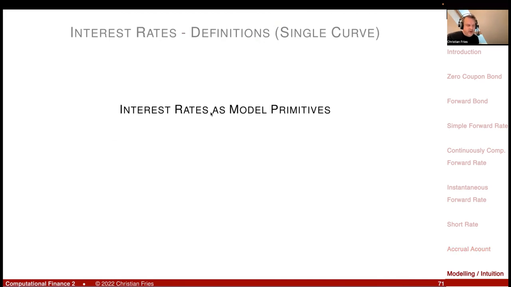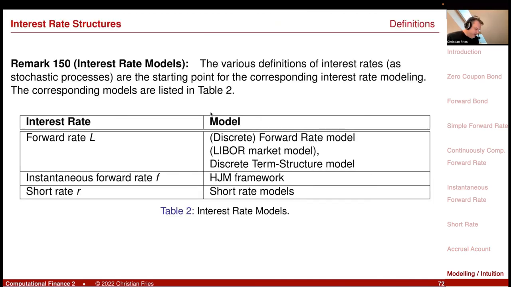Okay. So now to conclude our session, time is almost up. The interest rates are the basis for models. Now all these quantities will become stochastic processes. We have to think about what is the drift, what is the correlation structure. Different rates give different model families.